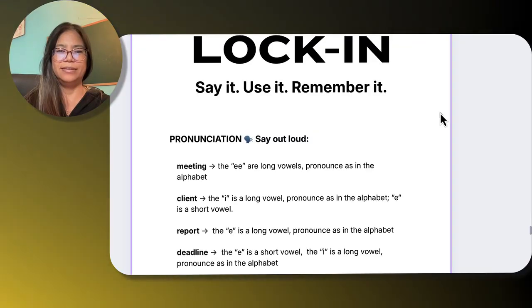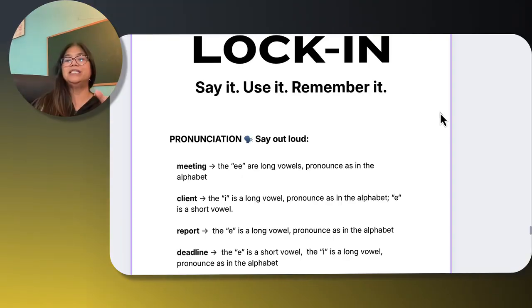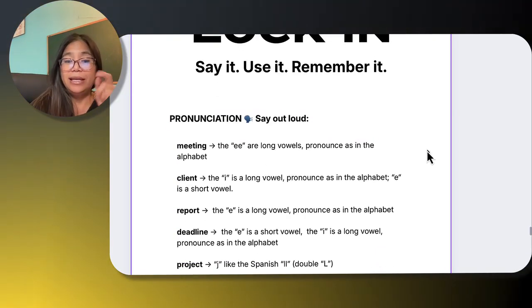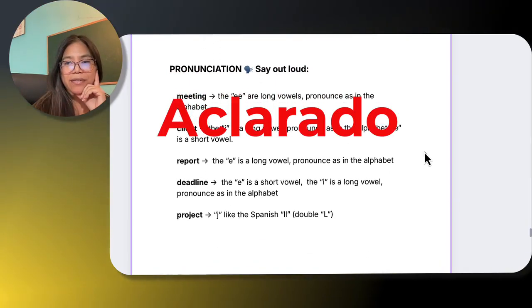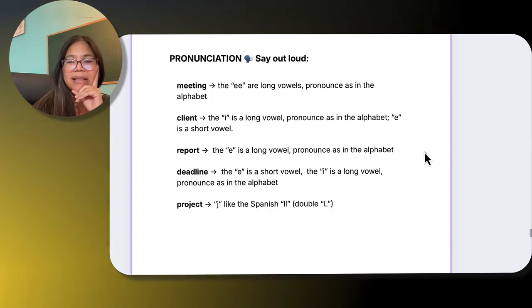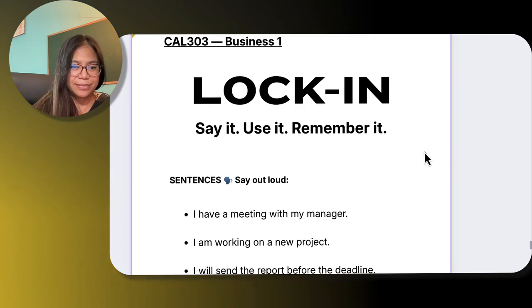Okay, lock in. What have we learned? Say it, use it, remember it. Pronunciation. Say out loud: meeting. Y aquí veréis que os he clarificado cómo pronunciar, la pronunciación. Meeting, client, report, deadline, project.